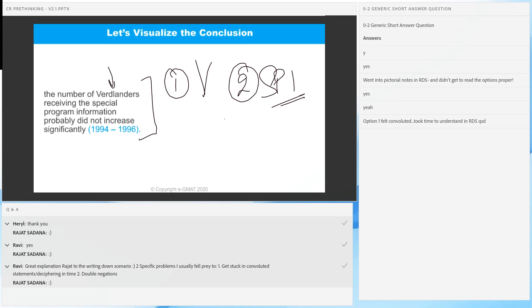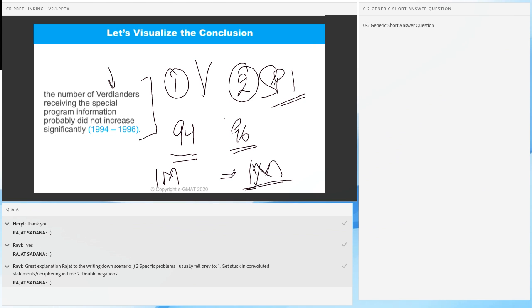This is not talking about programs that do not provide this SPI. It's only about this. What this is saying is between 94 and 96, if let's say 1 million people received special program information in 94, then in 96 that number was more or less, maybe about 10,000 here or there, 1 million in 96 as well. Is that clear to everyone? Just the conclusion? Okay, that's kind of how you should have looked at it. And always treat the conclusion independently, visualize it independently.